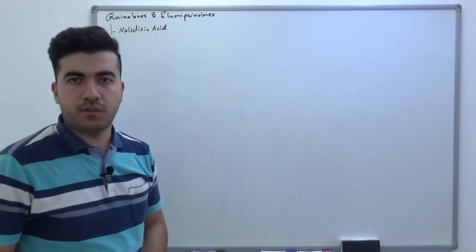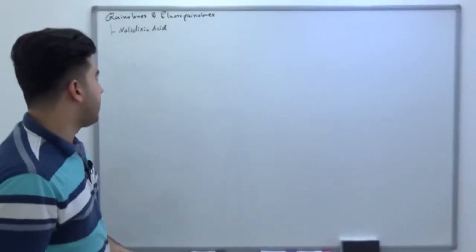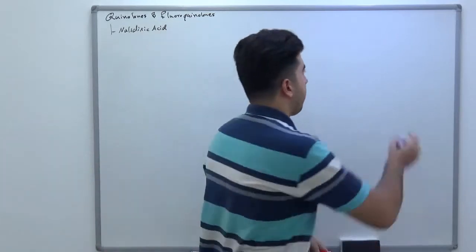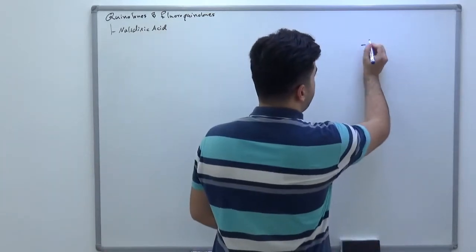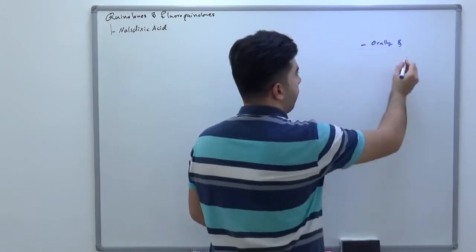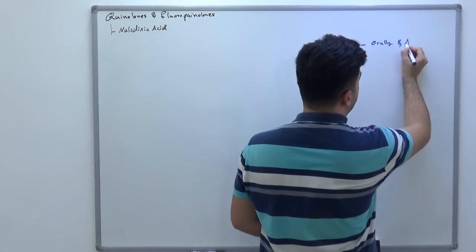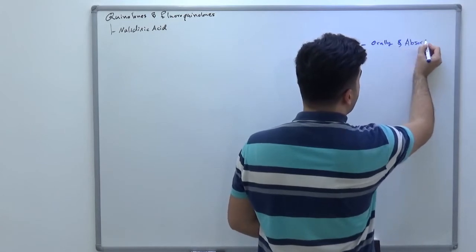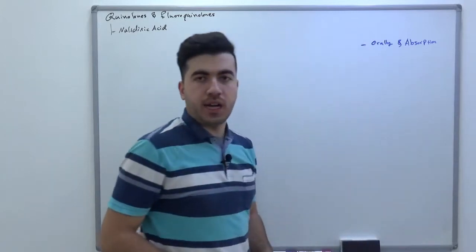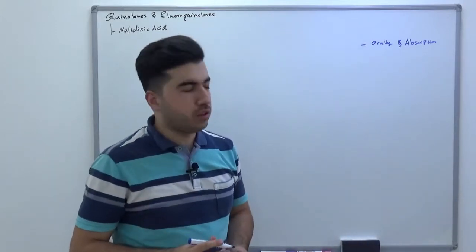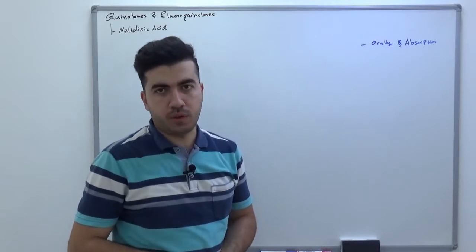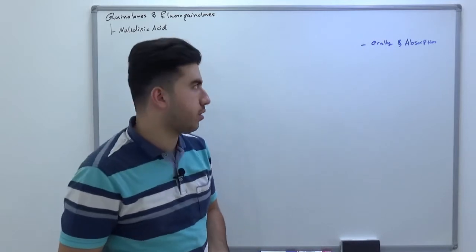Why are these drugs very commonly used? There are many reasons. For example, these drugs are usually orally active. They can be given orally, and also they are well absorbed. These drugs are administered orally. Also, after oral administration, they are very well absorbed from the GIT and go into the circulation.